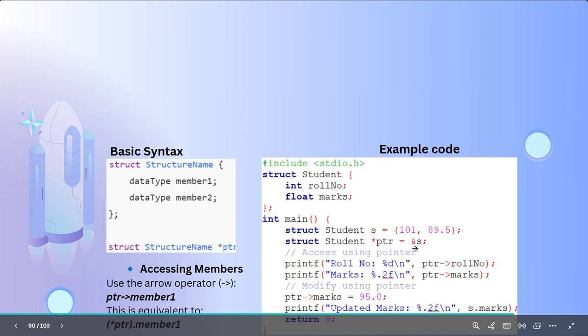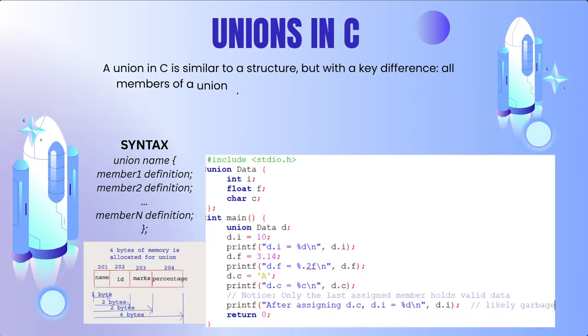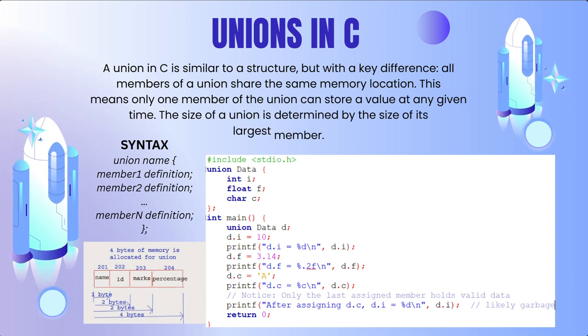Moving on, we have unions. This marks the last part of structures. A union in C is similar to a structure, but with a key difference. All the members in a union share the same memory location. This means that only one member of the union can store a value at any given time. The size of a union is determined by the size of the largest member.